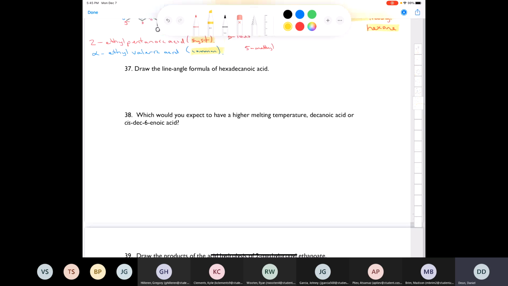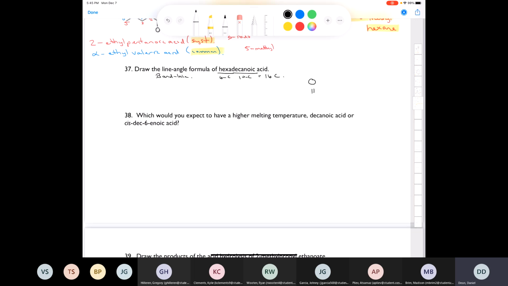Okay, next it says, draw the line angle formula of hexadecanoic acid. Look, this line angle, like I told you last lecture, is the same thing as saying a bond line. But this one's kind of a funny one because we didn't go over compounds that have more than 10 carbons in them a whole heck of a lot. They did come up, of course. But if you see decanoic acid, you can probably guess that that's got 10 carbons in it, right? And if you see hexa, you can probably guess that you tack 6 carbons on that, so that you get a total of 16 carbons like that.